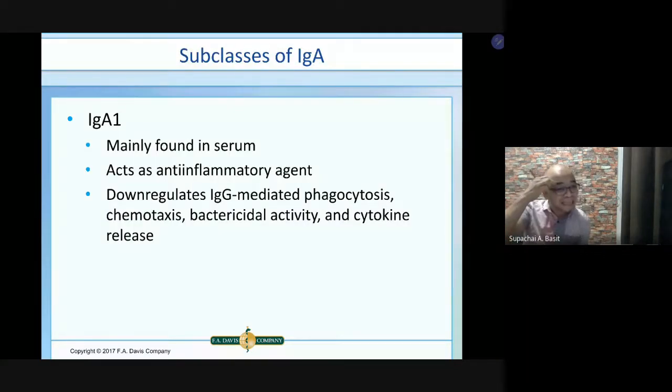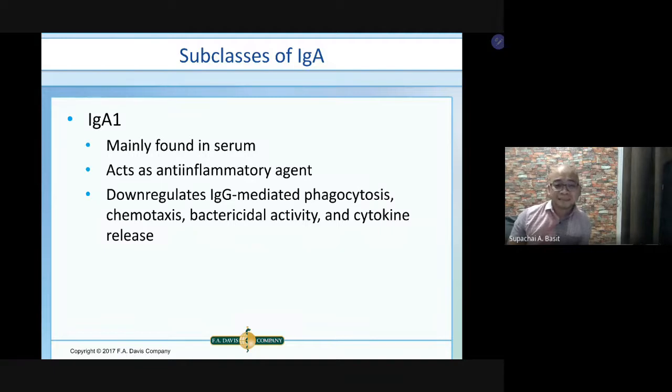Okay, so because of this, we can actually divide IgA into several subclasses. So we have the IgA1, and it is found mainly in serum. So IgA1 acts as an anti-inflammatory agent because it can downregulate IgG-mediated phagocytosis, chemotaxis, bactericidal activity, and cytokine release. So sometimes our immune system exaggeratedly reacts to the antigen, causing cytokine storm.